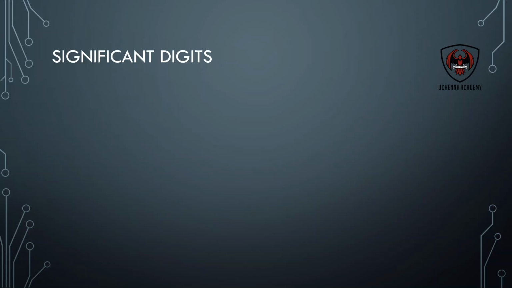Hello, today we're going to talk about significant digits, and we're really going to start off by saying there are two types of quantities that are usually used in science. Those would be exact values or measurements.